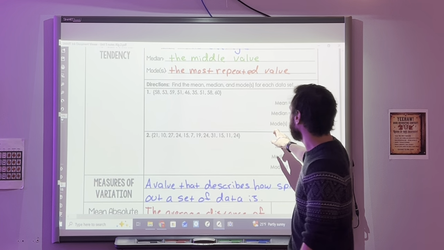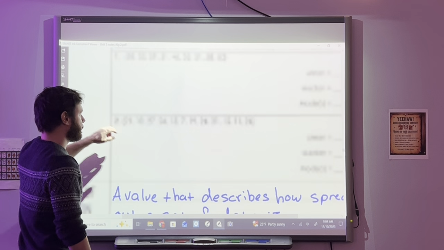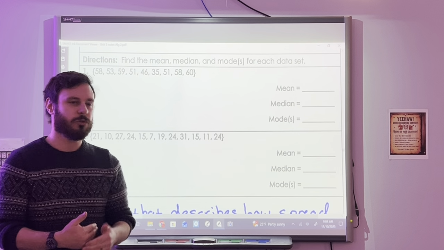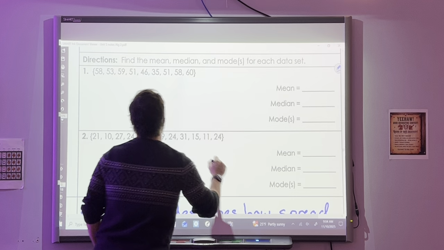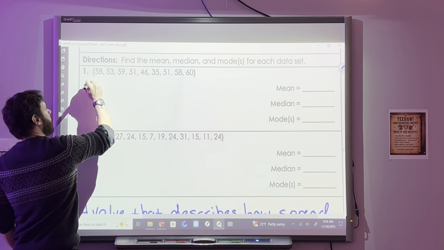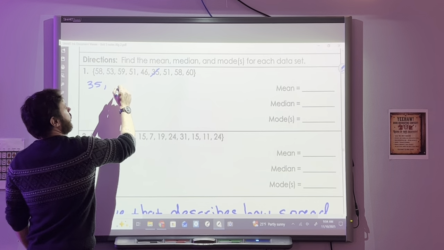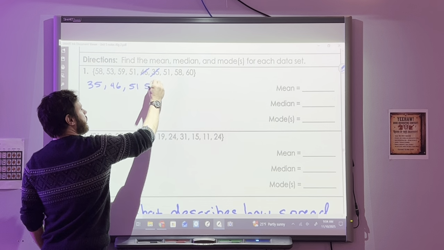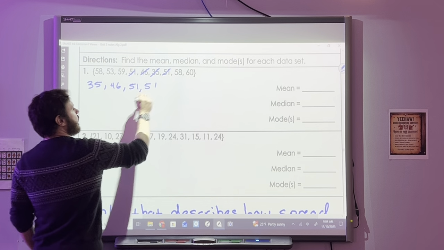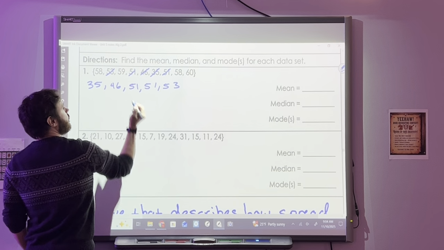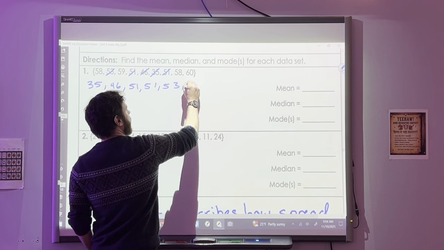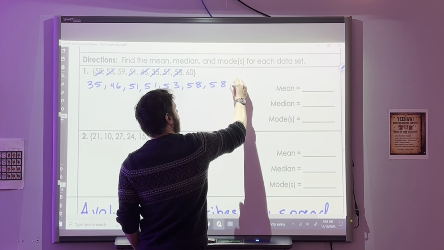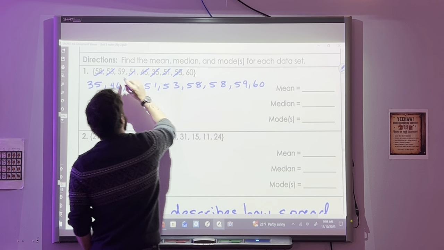So let's find the mean, median, and mode for these sets of values. I always start with reordering from least to greatest. So let's see, smallest number in this set, 35, and then 46. I got 51 twice, 53. Probably could have done this before I started recording, but hey, we do it live. I got 2 58s and 59, 60.